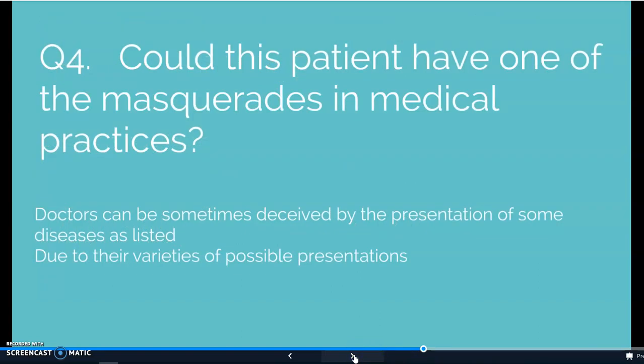Question 4. Could this patient have one of the masquerades in medical practices? Doctors can sometimes be deceived by the presentations of some diseases, as I'm going to list later, due to their varieties of possible presentations.